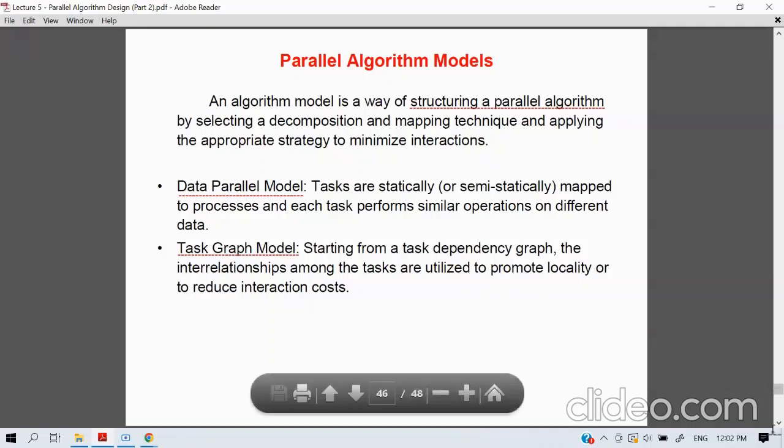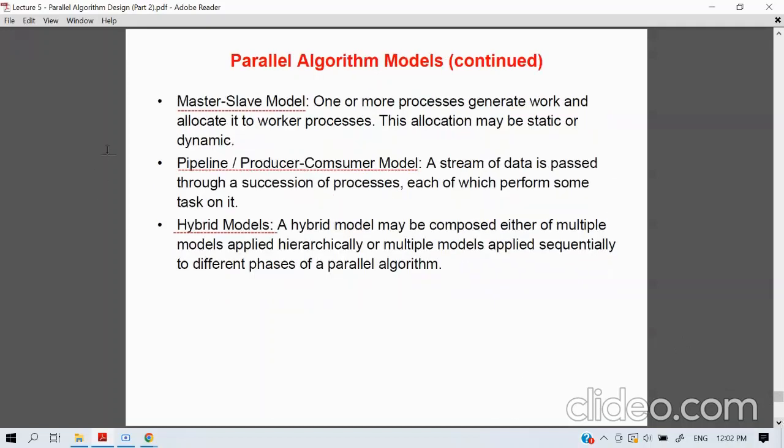Task graph model. So another model is called the master-slave model. In this model, one or more processes generate work and allocate it to worker processes. So this kind of model, you may use either static or dynamic. Okay, if you have one or more processes, you can use this kind of model, either master or slave.